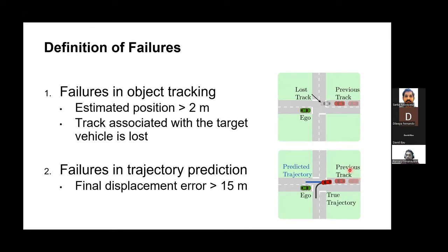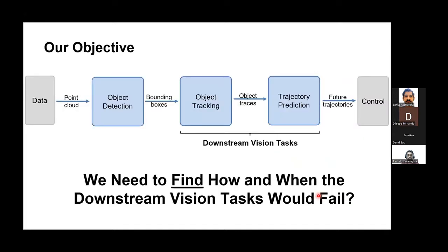For instance, we observe the vehicle, and the vision algorithm predicts it would go just straight. But if you look at ground truth data, it has actually turned left. So there's a considerable displacement. That is how we quantify the failure. Okay, so we need to find how and when downstream vision tasks could fail.